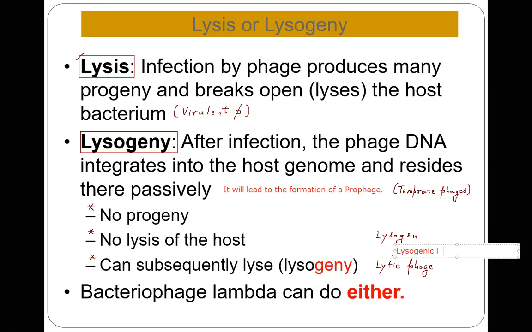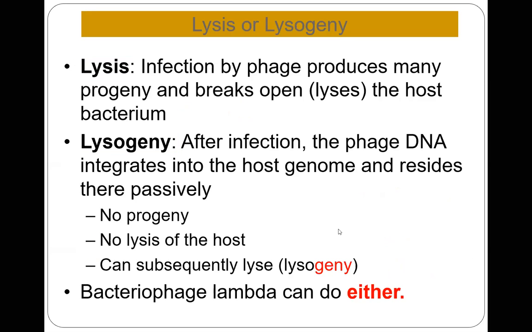This is referred to as lysogenic inversion. Bacteriophage lambda can do either. They are the temperate bacteriophages. They can perform the lytic cycle, and they can perform the lysogenic cycle also. Now moving forward.